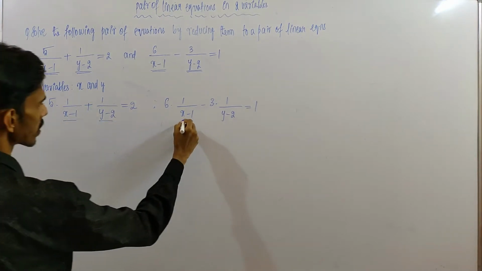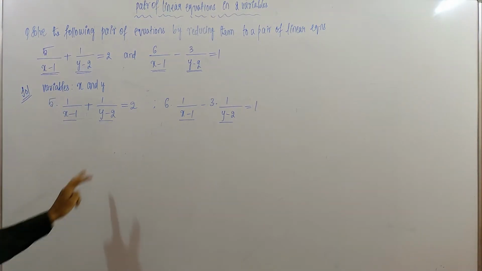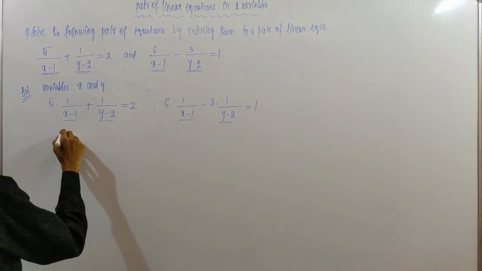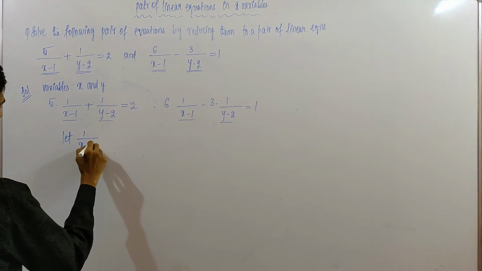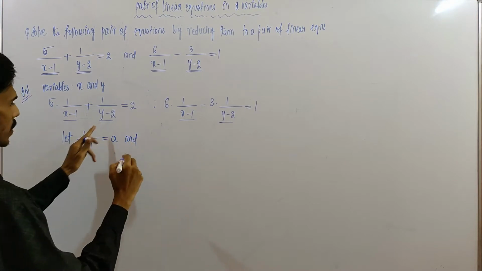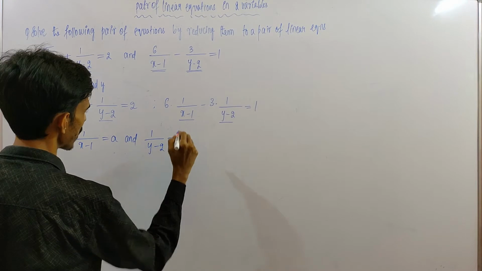These two terms are the same in these two equations. We have two equations and two variables, so two equations and two variables can be solved. For simplicity, let us assume this term 1 by x minus 1 as a, and this 1 divided by y minus 2, take this term as b.